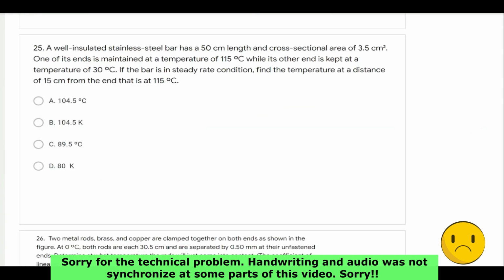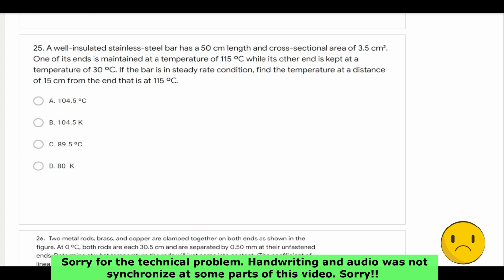Alright, next question. A well-insulated stainless steel bar has 50 cm length. So 50 cm length means that dx is equal to 50 cm. So kalau saya ada bar macam ni, and the cross-sectional area A is given 3.5 times 10 power of negative 4 meter squared.